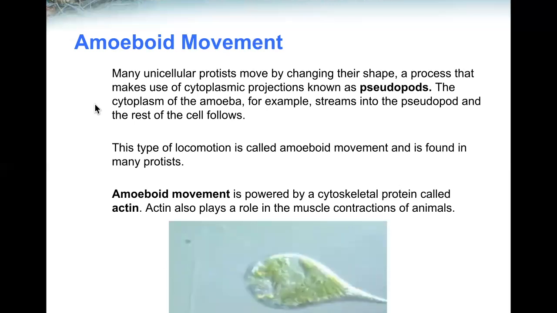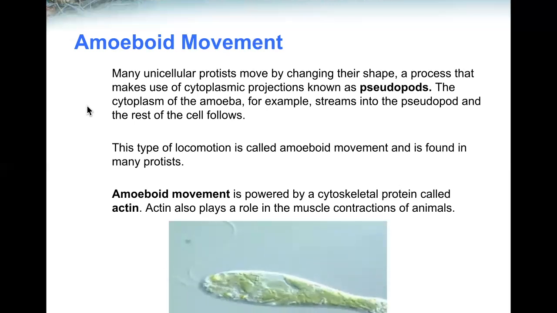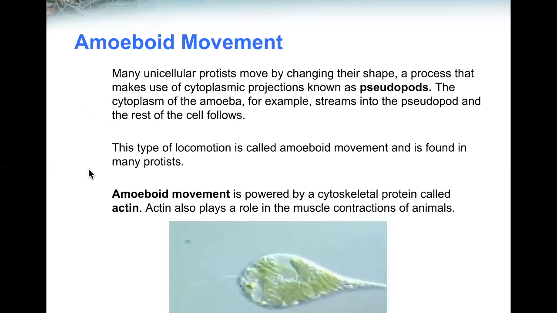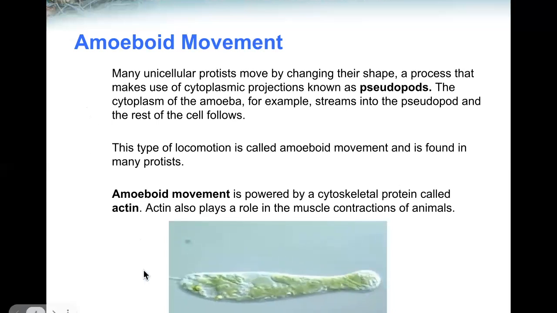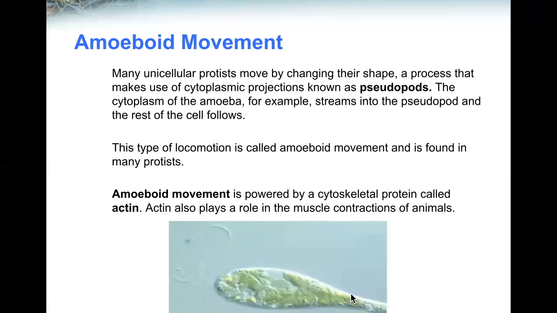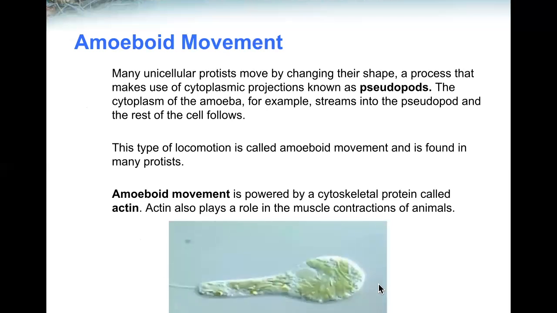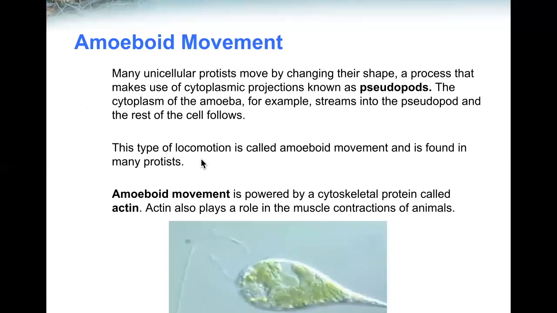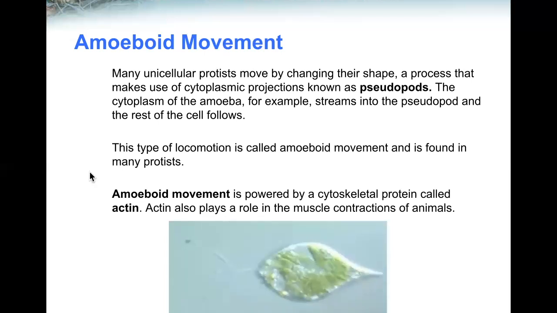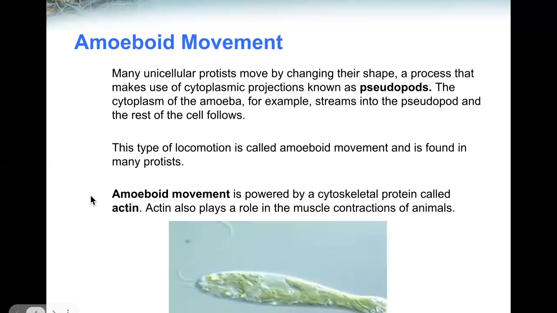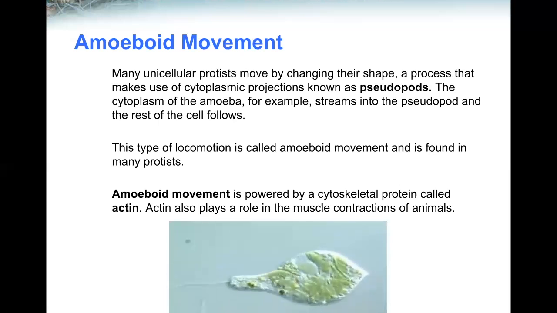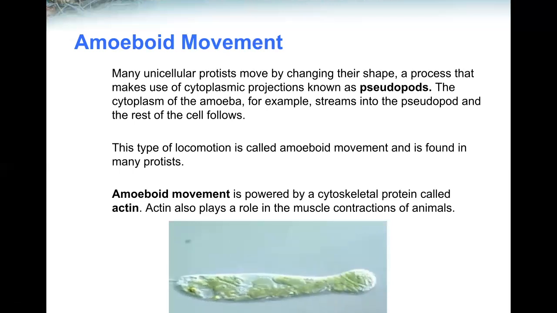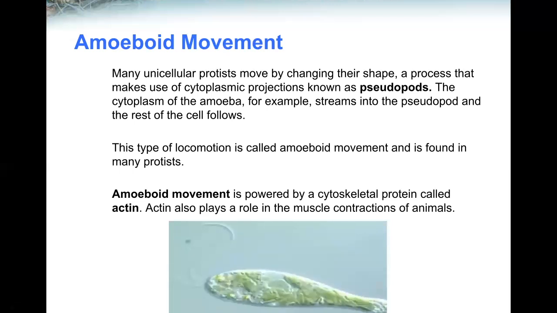The cytoplasm of an amoeba, for example, streams into the pseudopod and the rest of the cell follows. This type of locomotion is called amoeboid movement and is found in most protists. Amoeboid movement is powered by a cytoskeleton protein called actin. Actin also plays a role in the muscle contractions of animals.